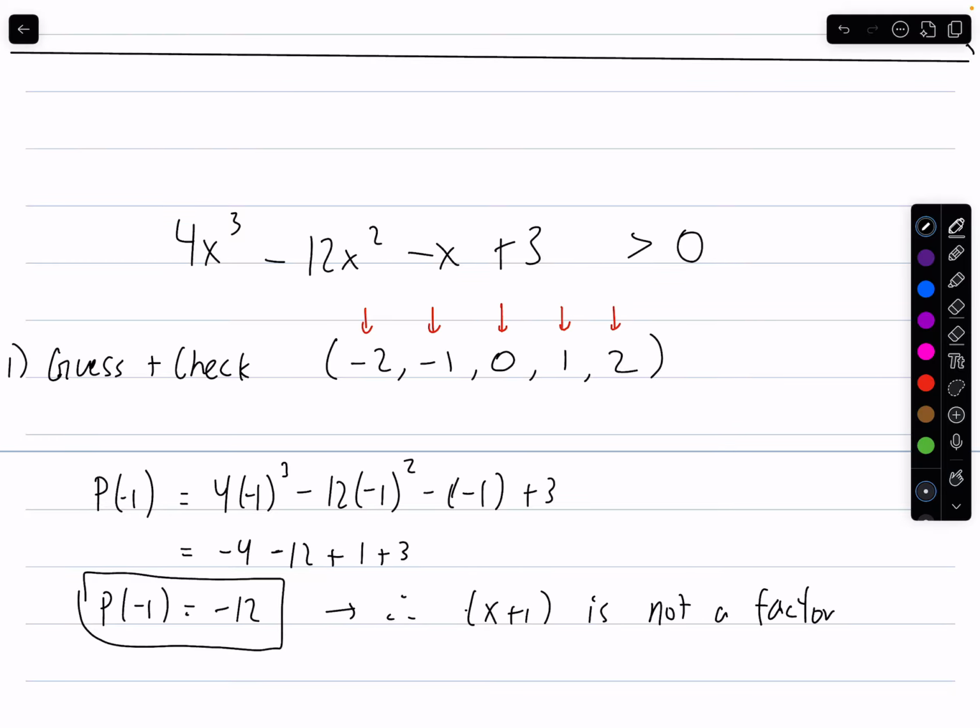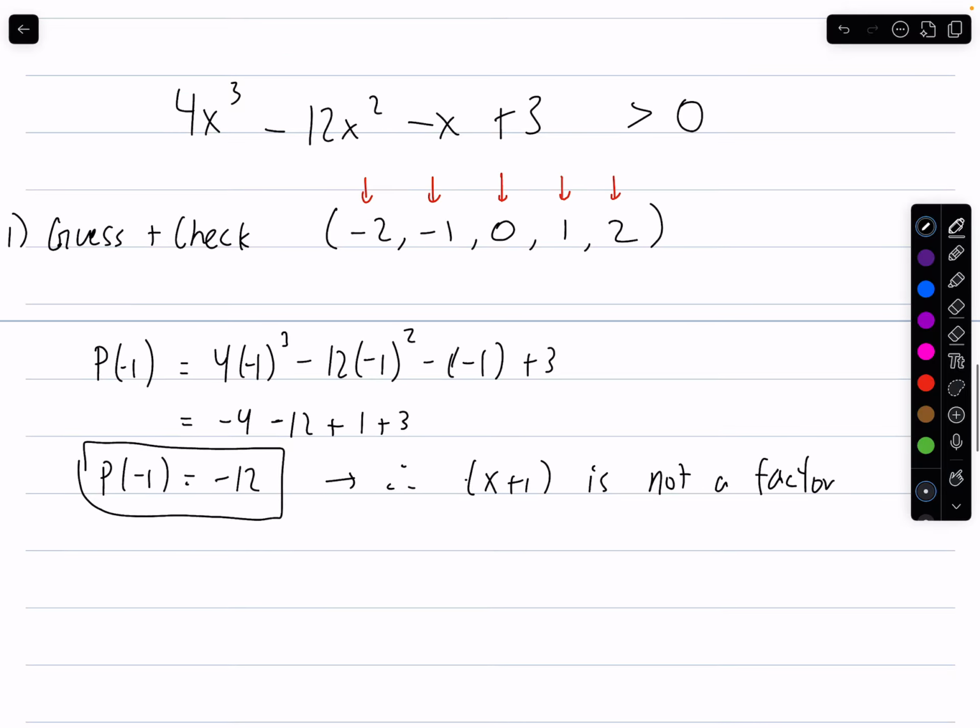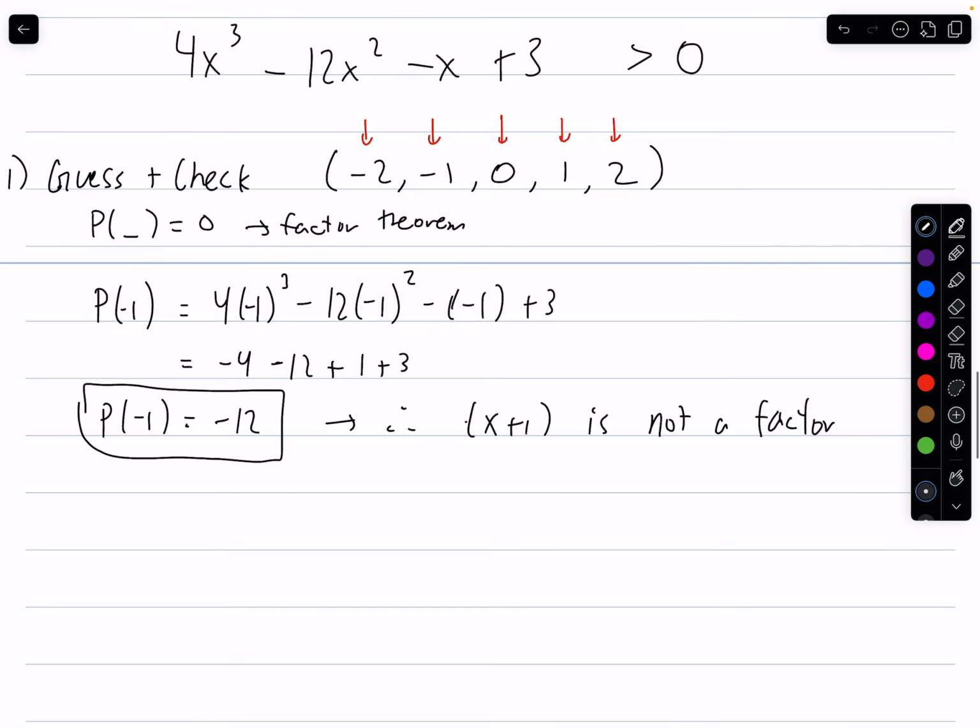So this is me just guessing and checking to see if this is a factor. Mind you, the only way this is going to be a factor is if it equals 0, right? Because p at the number has to equal 0 for it to be a factor. This is what factor theorem is. And we're trying to test out guess and check to find the factor. Let's say I plug in another number.